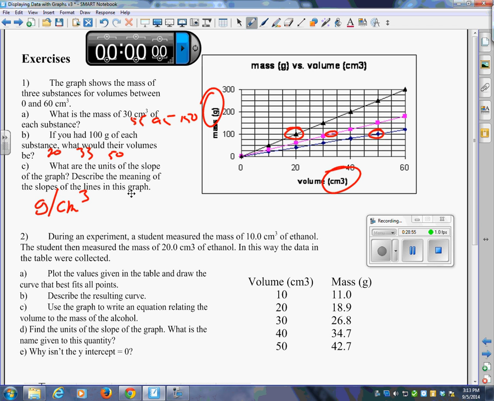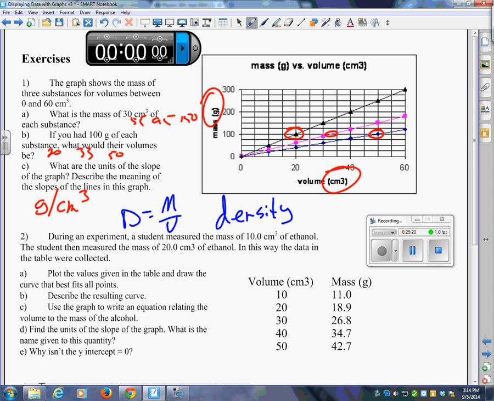The mass over volume, isn't that? What is mass over volume? Anybody know? It is density. Who said that? Density. D equals M over V. It is the density. Density equals mass over volume.